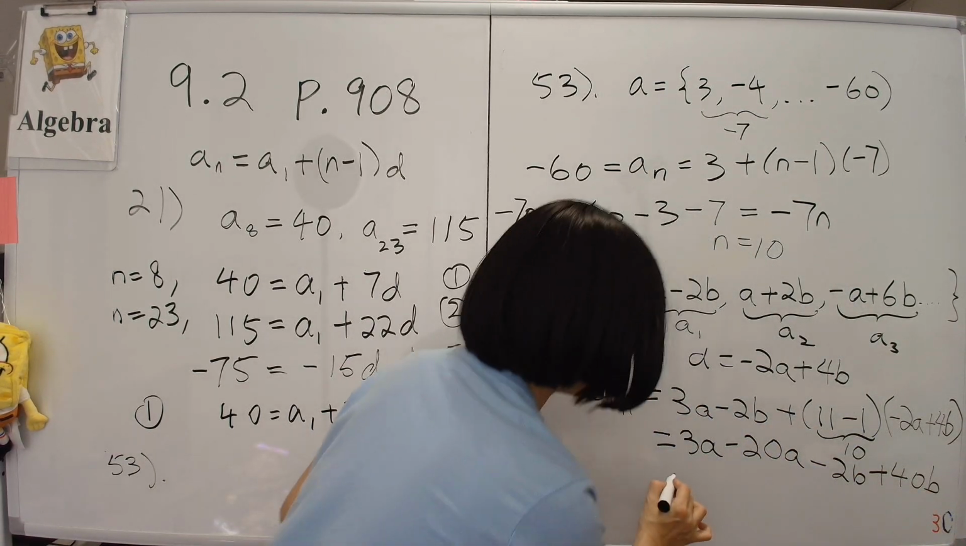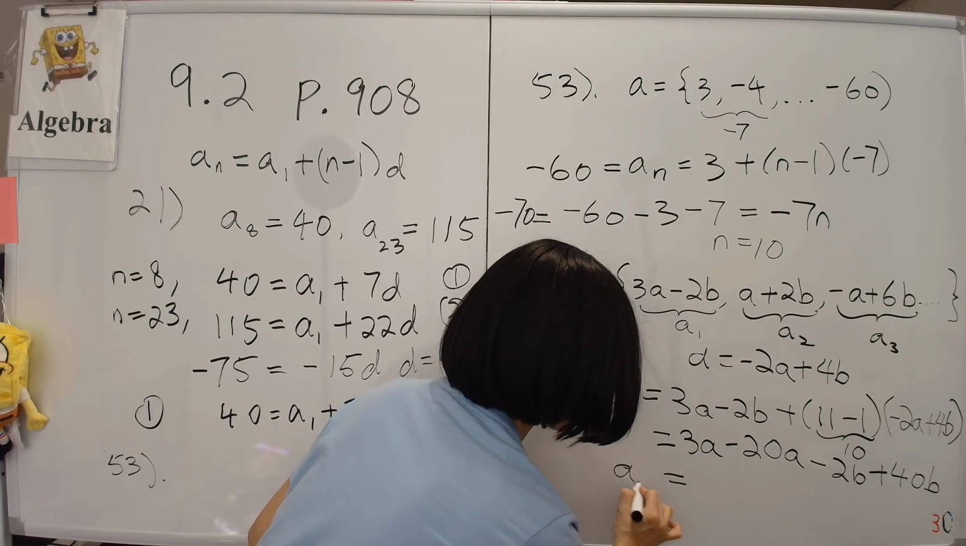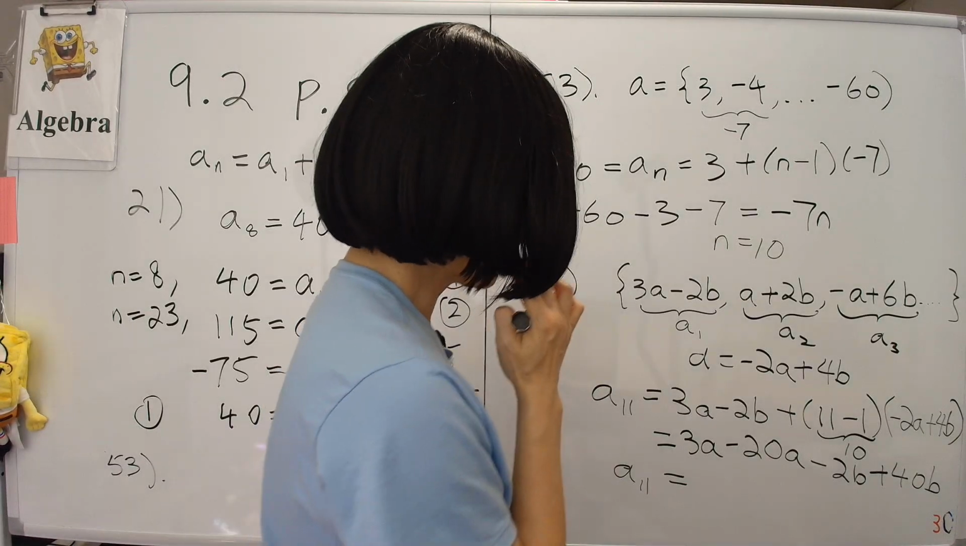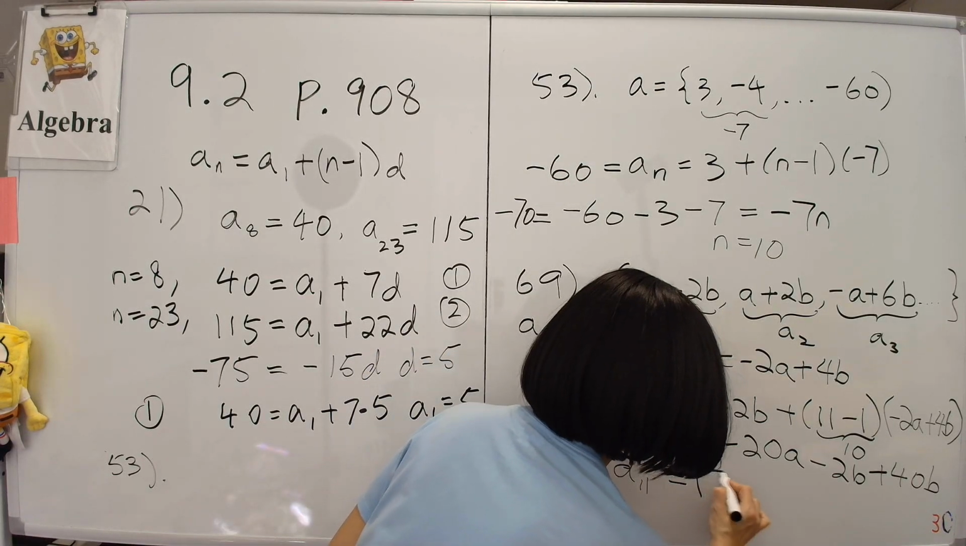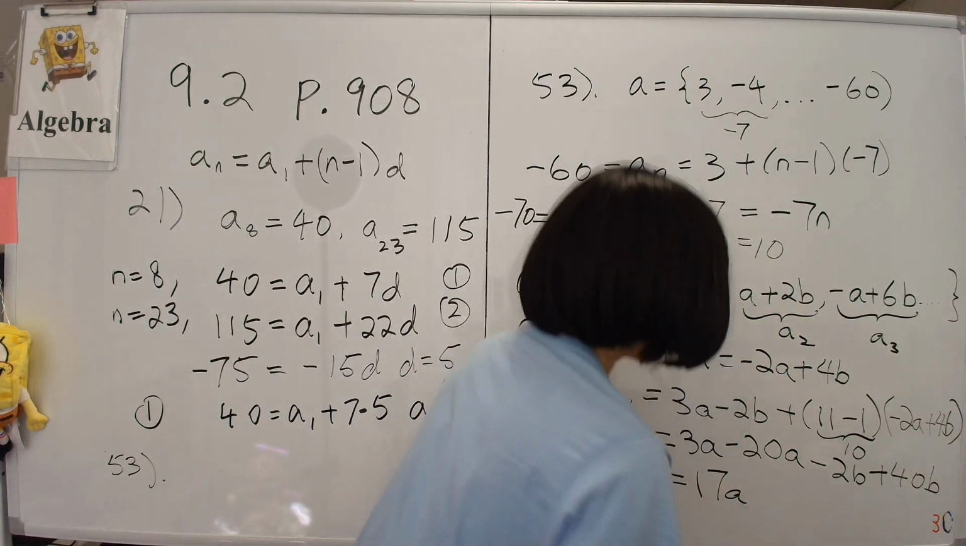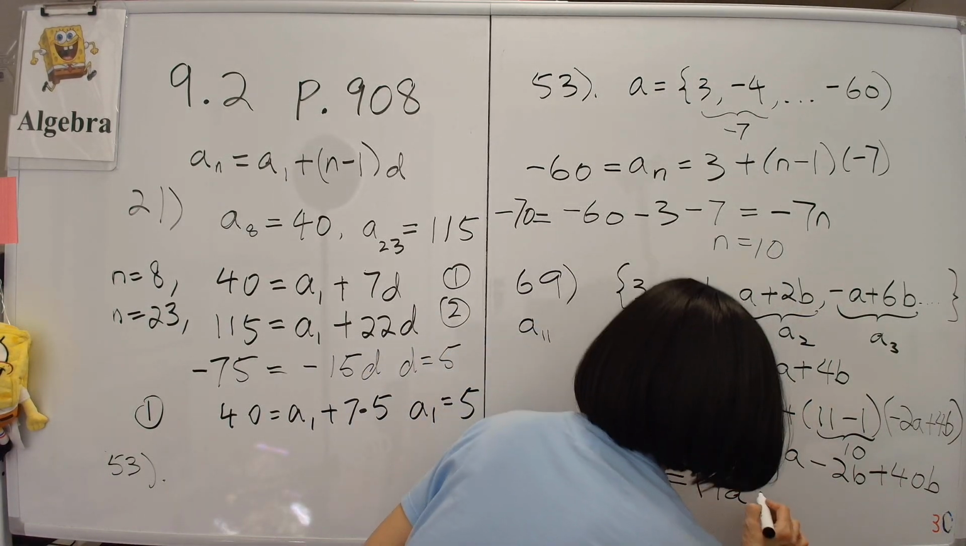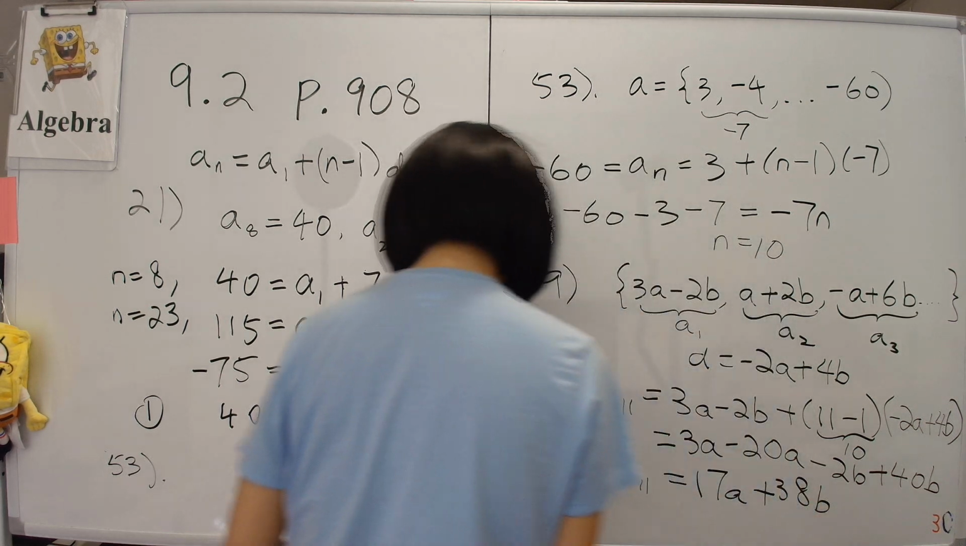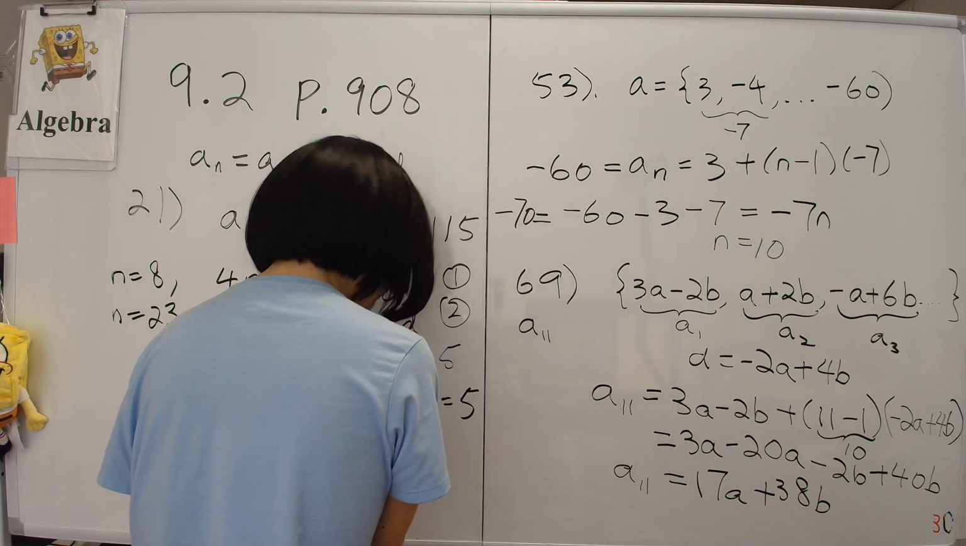So the total becomes A11, which is what we're shooting for, is 3a minus 20a. That means 17a. And then minus 2b plus 40b, that's plus 38b. And if I didn't make a mistake in here somewhere, that should be the right answer.